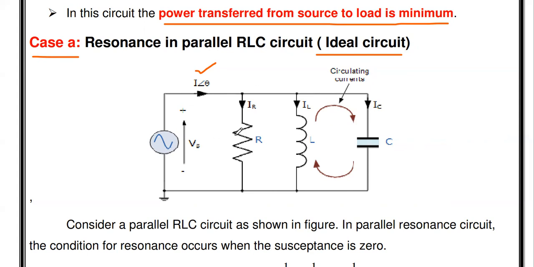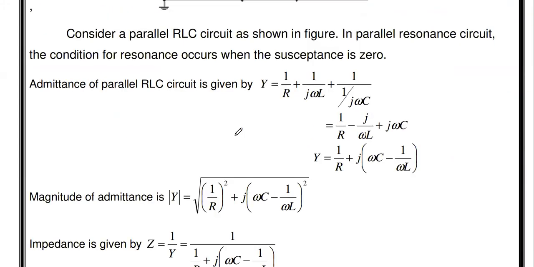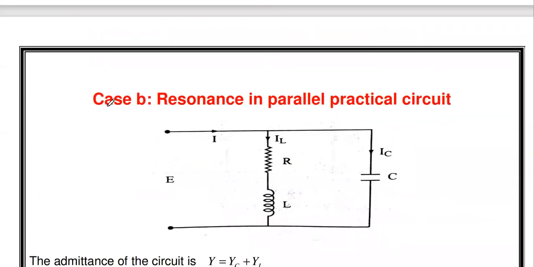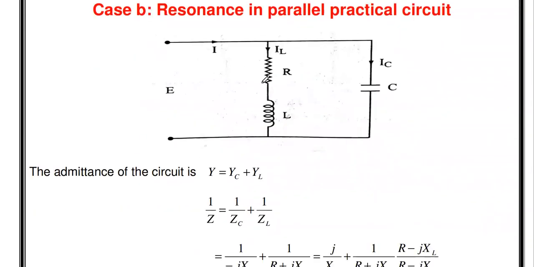So this is the ideal parallel RLC circuit. Then the second case: you see, this is also the second type of parallel RLC circuit.